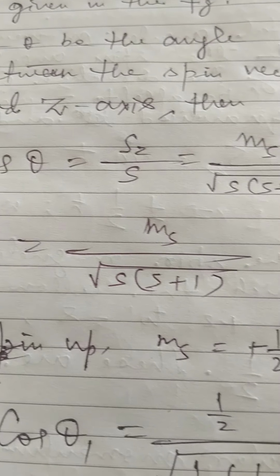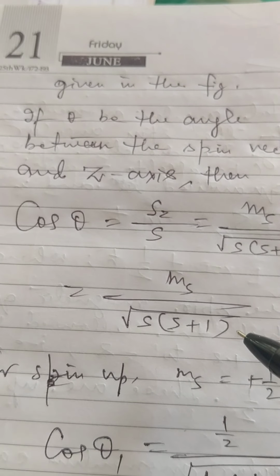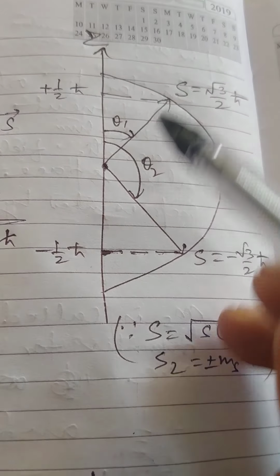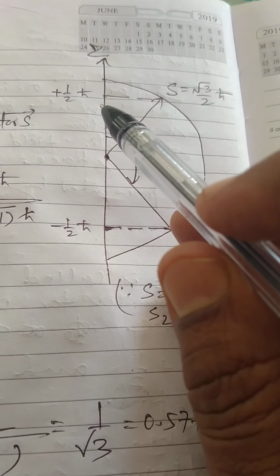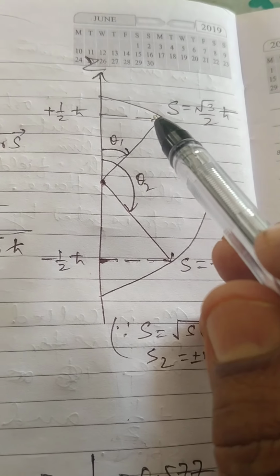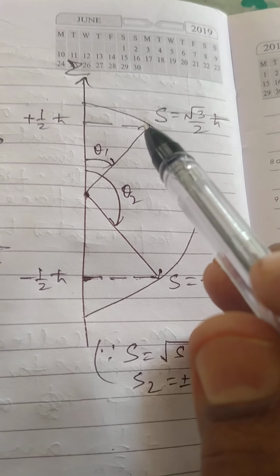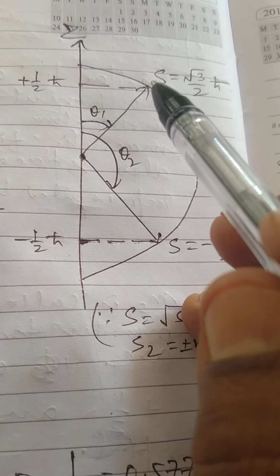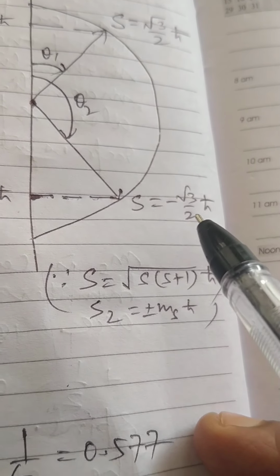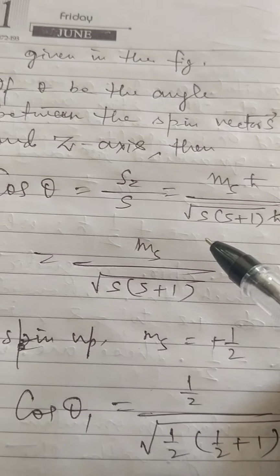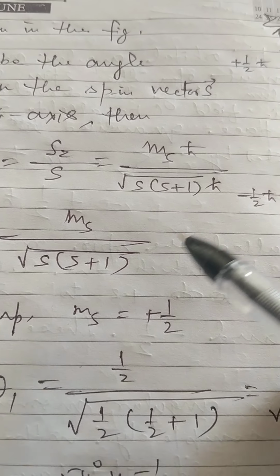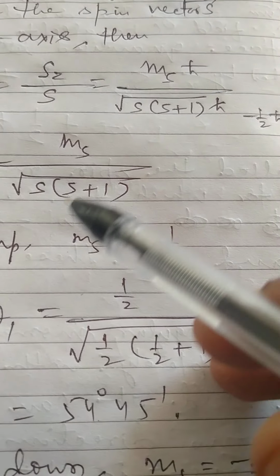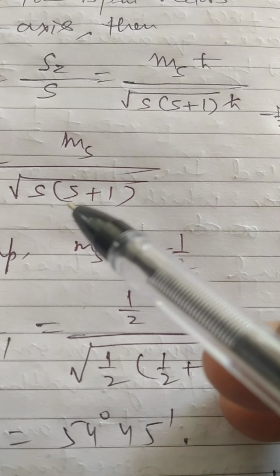So S has two values, and cos theta is equal to Sz by S. Here theta is the angle S makes with the z direction, such that we can find out the z component. First of all, we will have to know the direction of S and what angle it makes with the z direction. With the positive z direction, it makes theta 1 in the first place, and in the second place it makes theta 2. So for theta 1, cos theta is equal to Sz by S, that is ms h cross by root S plus 1 h cross, and h cross cancels out. So it is ms divided by root S plus 1.